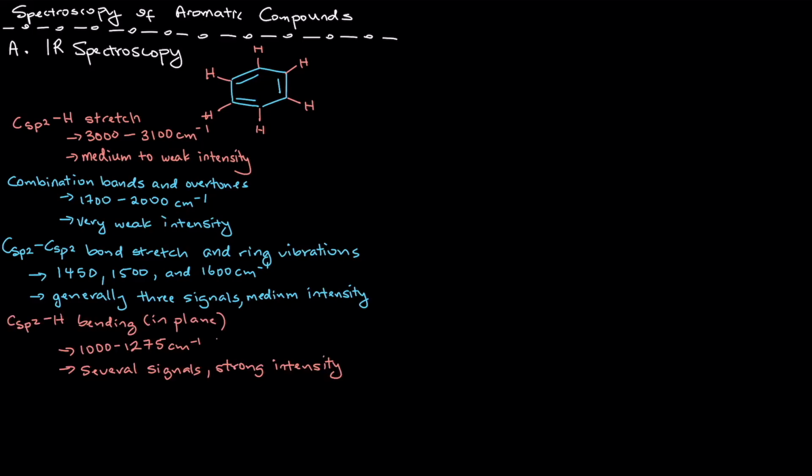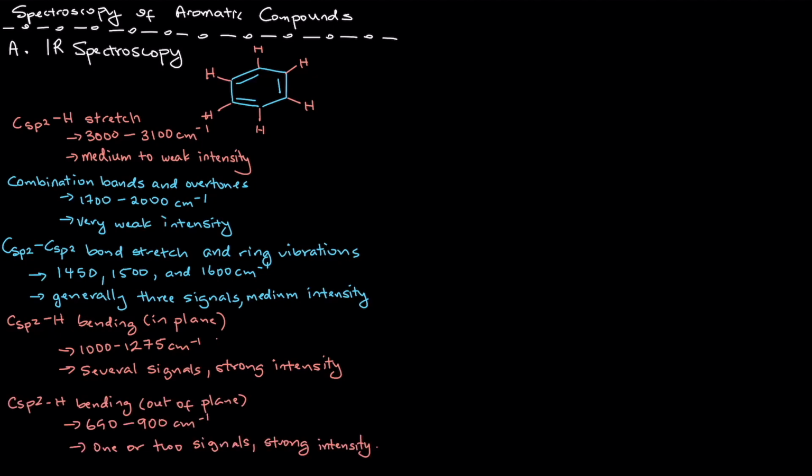When it comes to the low frequency vibrational modes, you do see also several signals between 1000 and 1275 wave numbers, which would coincide with your Csp2-H bending, so usually the in-plane bending around that particular region of your IR spectrum. There will be several signals and they will be fairly strong. So those Csp2-H bending modes, especially for benzene, are really, really strong.